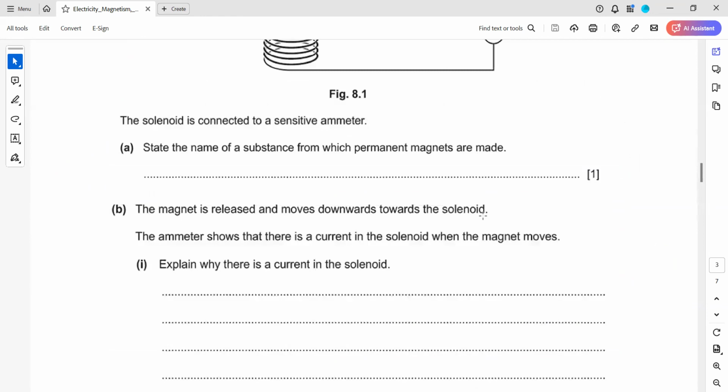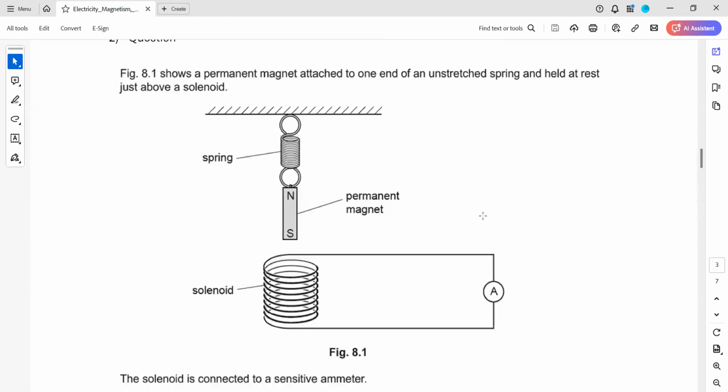As we know, according to electromagnetic induction, the EMF induced always opposes the change. What does it mean to always oppose the change? When we are moving the magnet towards the solenoid, the strength of the magnetic field is increasing. So the solenoid will try to oppose. How can it oppose? By producing an opposite pole, because like poles repel each other. So this will be south, this will be north.